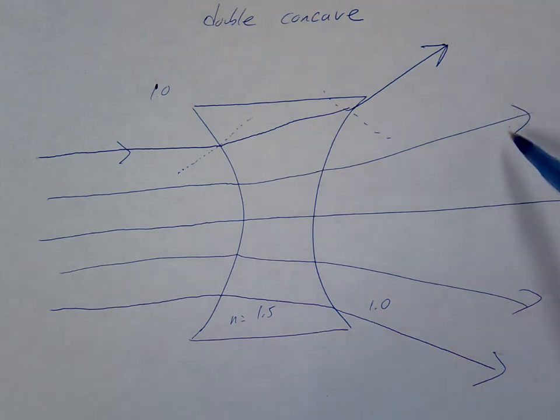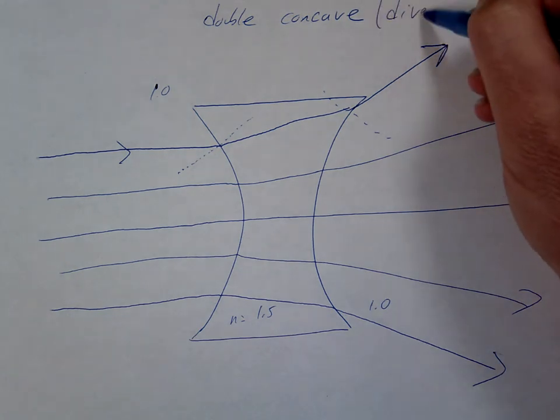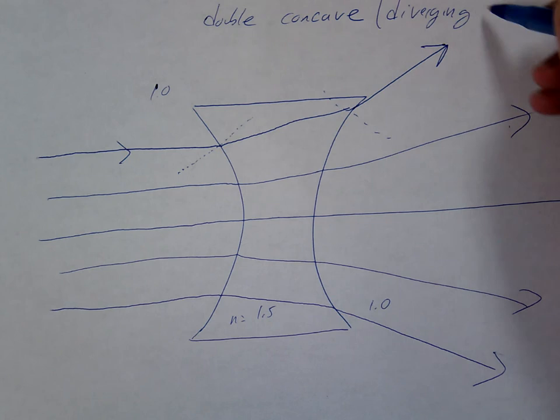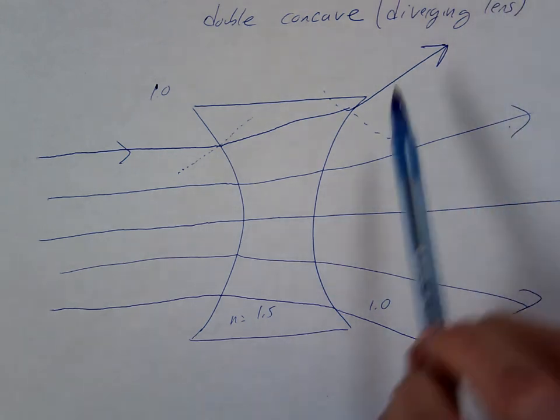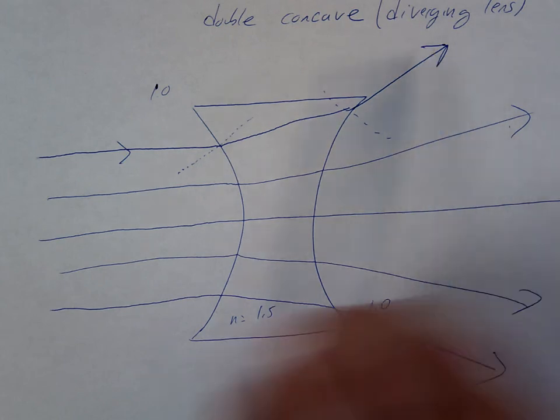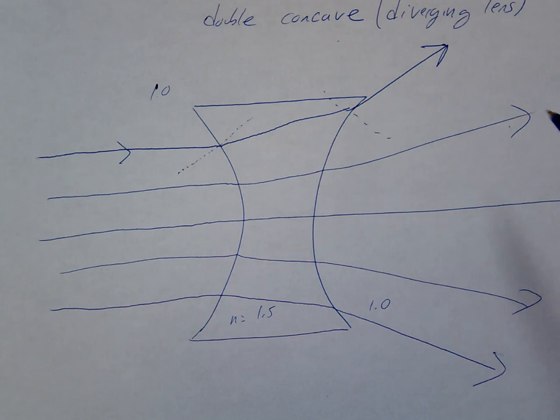What do you notice about these five beams? Diverging. They are diverging, right? So we sometimes call this a diverging lens. And actually, that's the generic term for anything that does this. We call it a diverging lens, whether it's double concave or not.